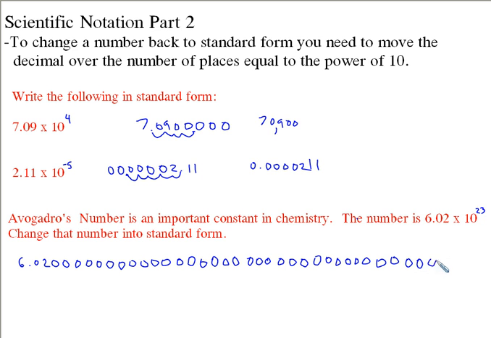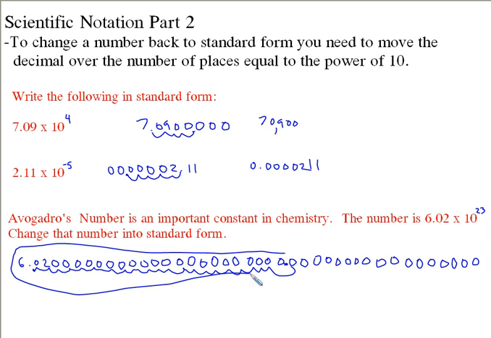So remember, we need to move it over 23 spaces, and I'm hoping that's enough. We'll see. 1, 2, 3, 4, 5, 6, 7, 8, 9, 10, 11, 12, 13, 14, 15, 16, 17, 18, 19, 20, 21, 22, 23. So that would be the number right here, with this being the actual decimal point over here, not this one over here, is that in standard form. So you can understand why you would want to use that.